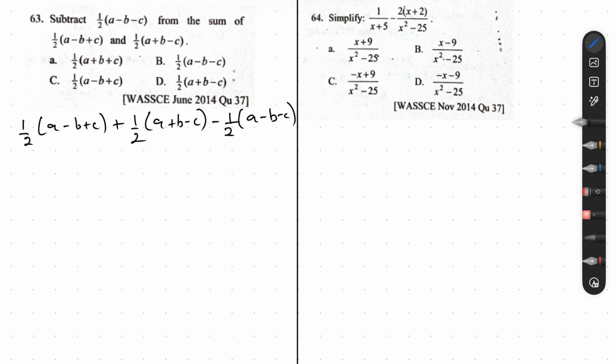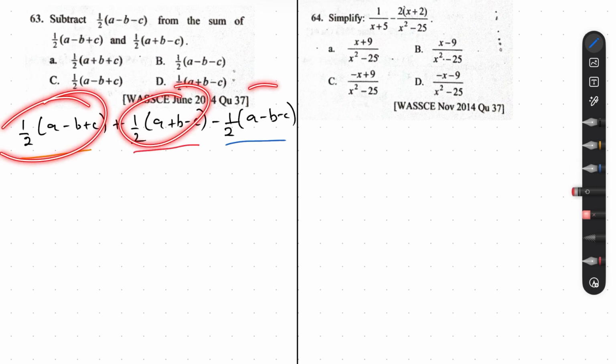Now we can see that these are 3 terms. Let me use different colors so you can see. This is 1, this is another term, and this another term. Okay, 3 terms. So in each of these 3 terms, what is common between them? You have 1 over 2, 1 over 2, 1 over 2. So you can factor 1 over 2 out. Let's factor 1 over 2 out.